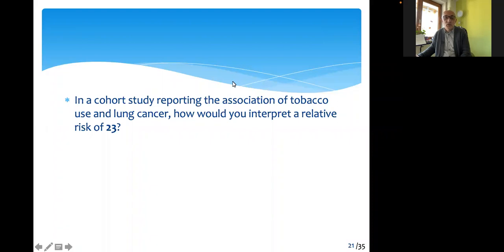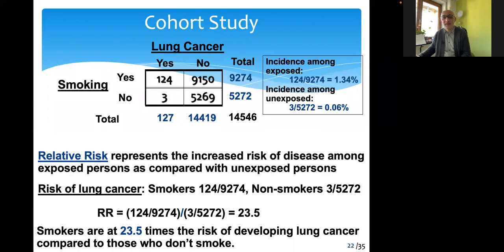One quiz for you. In a cohort study reporting the association of tobacco use and lung cancer, how would you interpret a relative risk of 23? So if somebody reports in his paper and tells you, I found the relative risk of tobacco in causing lung cancer 23, what does it mean? What does it mean, the 23? Okay, if you're curious, let us see the rest of the presentation.